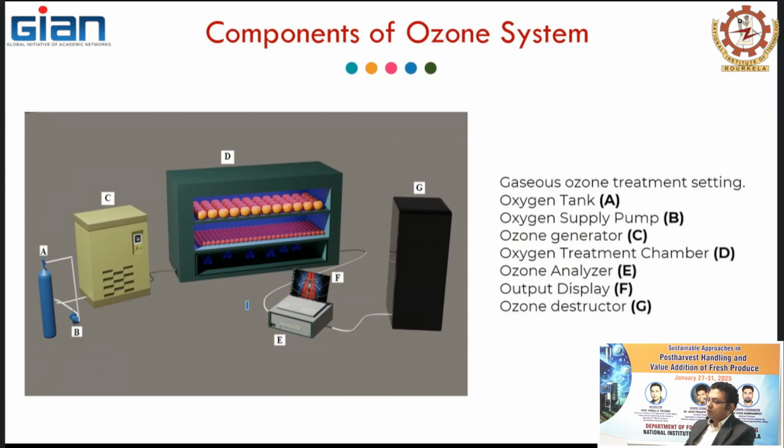And then we have the treatment chamber, but now here we have the ozone destructor, lastly, because after processing this one, there may be some component that may be coming with the oxygen that may be destructed here before passing the pure air to the environment.